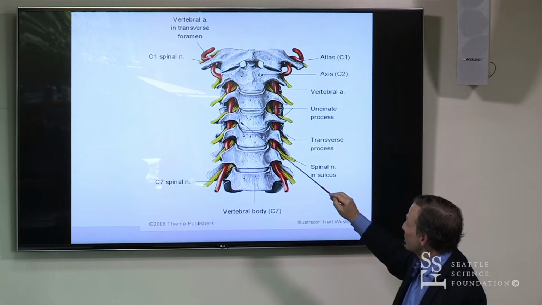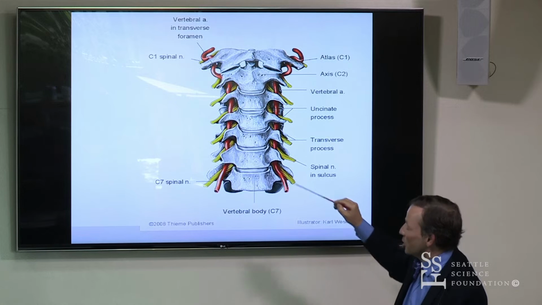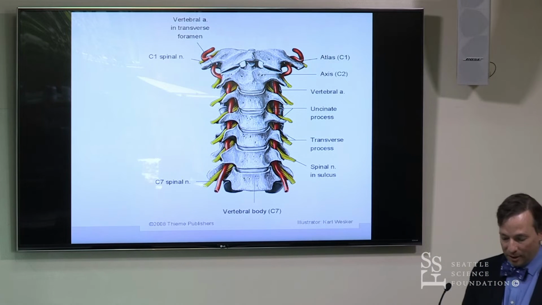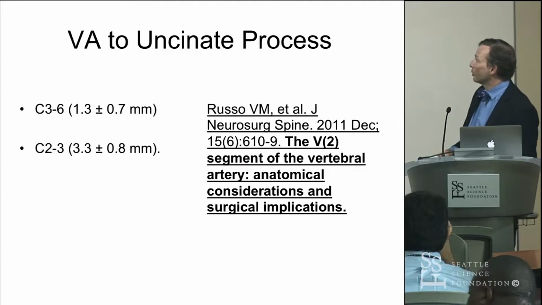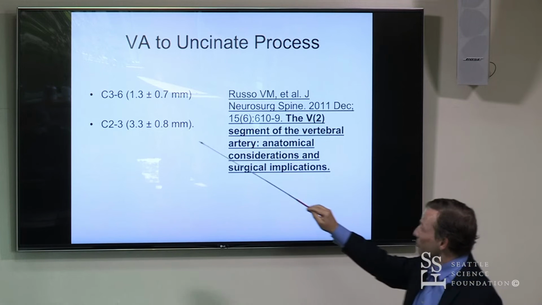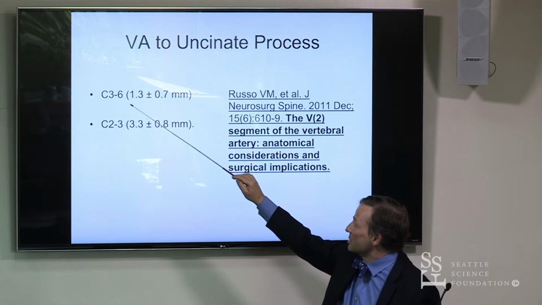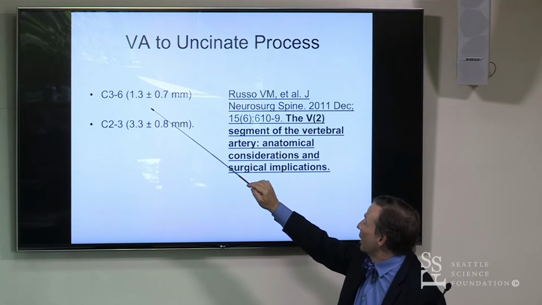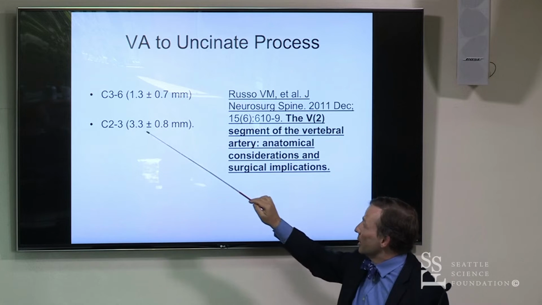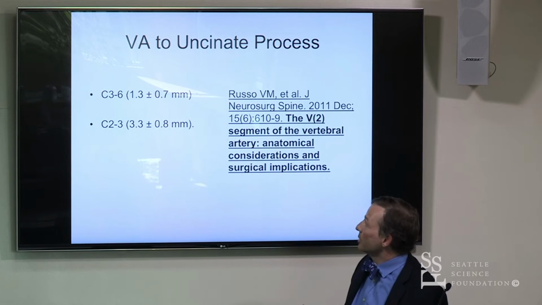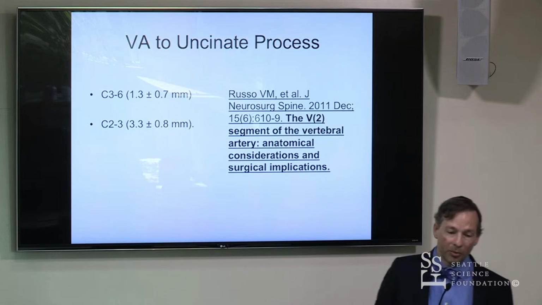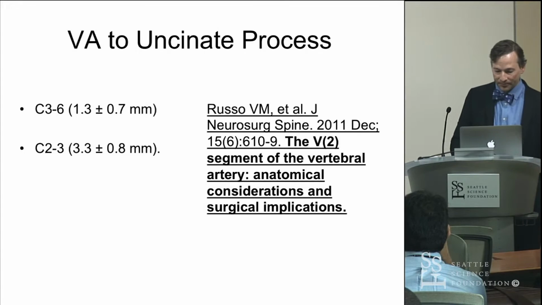Now, if we look at the distance from the uncinate process to the vertebral artery, which would have surgical value, one study found that from C3 to C6, it's about 1 centimeter, 0.3 plus or minus. And then from C2 to C3, it's a little farther, at about 3 from the uncinate process laterally.